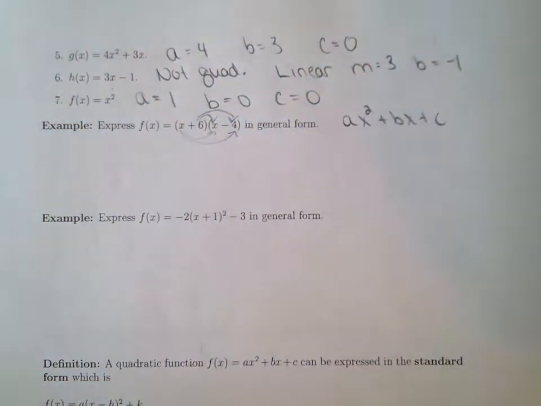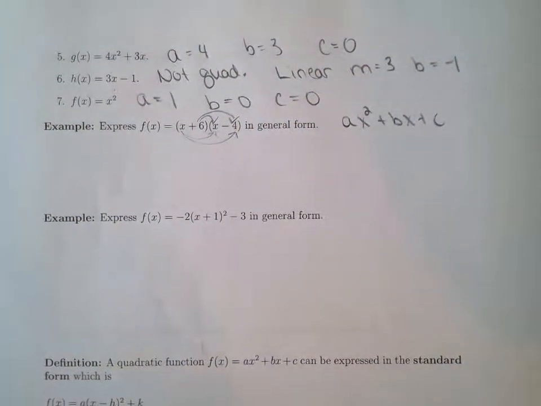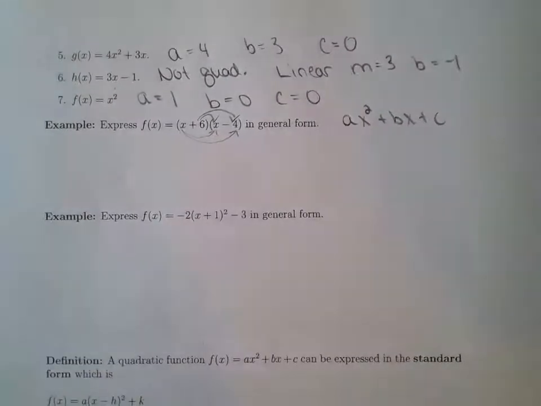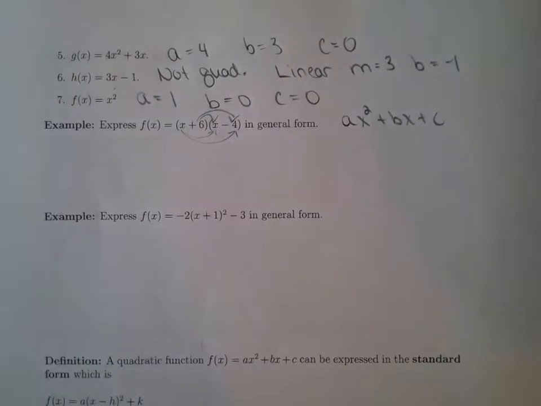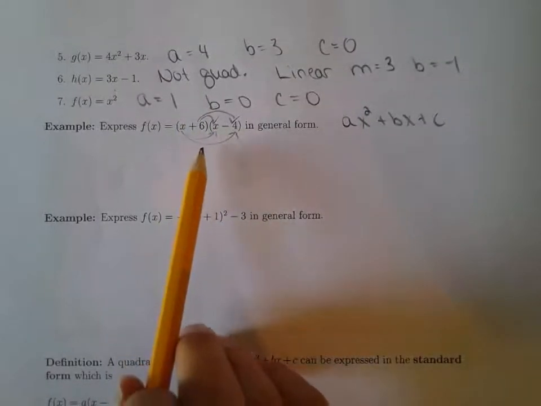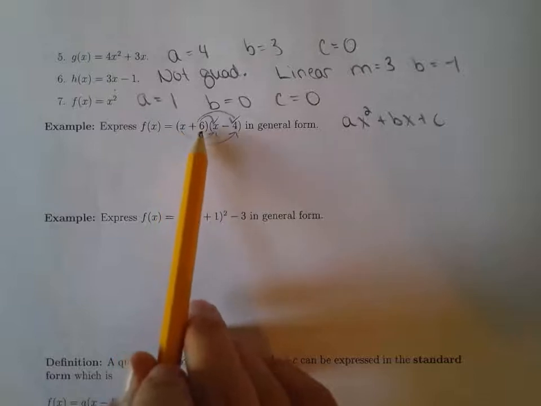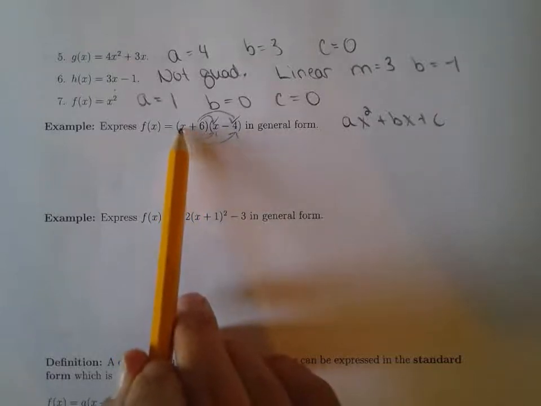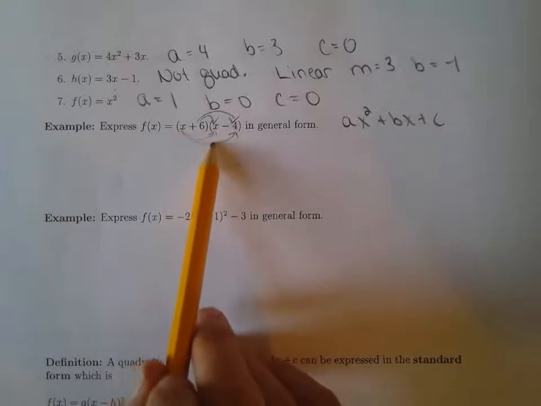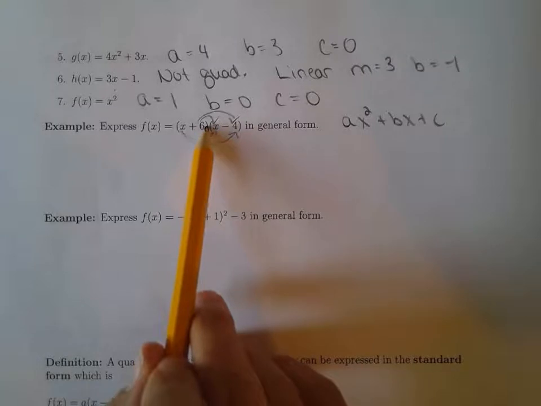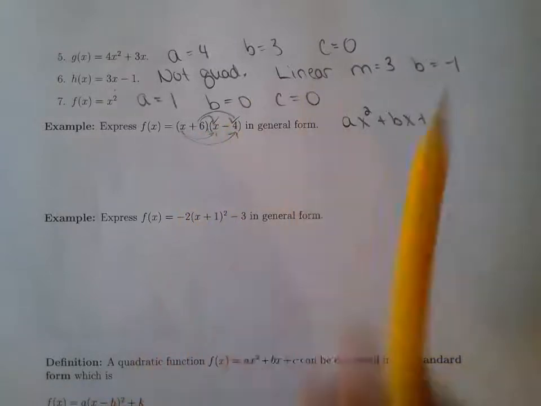Some of you guys may have learned this as, I believe you call it foiling, first, outer, inner, last. Okay, that's fine to use that. Just make sure you know you can only use that if you're given exactly this form. If you were given another term, so maybe x plus 6 plus y here in the first set of parentheses, you just want to make sure you take each one and multiply it by each one in the second. So 6 times x times minus 4, and then you would have done the y times x times minus 4.